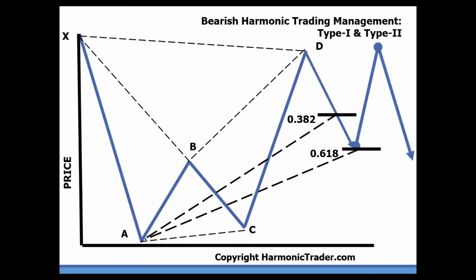Bearish harmonic trading management, type 1, type 2 model here. Again, as measured off of the pattern from X to A, and then from A to D. So from A to D, we look for this retracement of a 382 down to the 618. This sets us up again: that first reaction, we look for that, and then a secondary retest. We look for a reaction, secondary retest, look for a reversal.